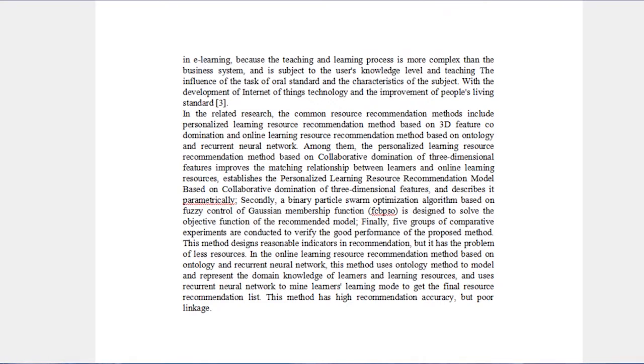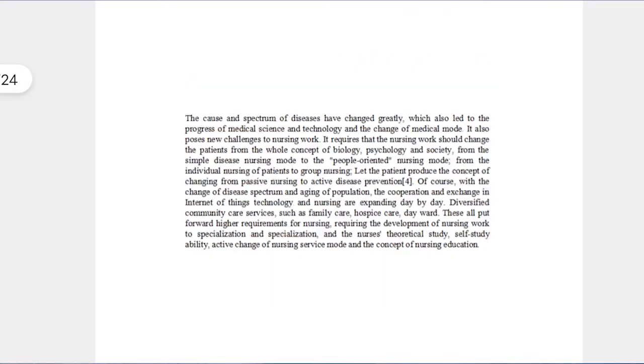In the online learning resource recommendation method based on ontology and recurrent neural network, this method uses the ontology method to model and represent the domain knowledge of learners and learning resources, and uses recurrent neural network to mine learners' learning mode to get a final resource recommendation list. This method has high recommendation accuracy but poor linkage.